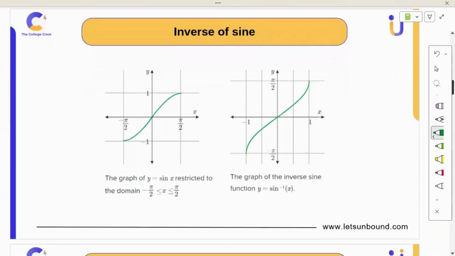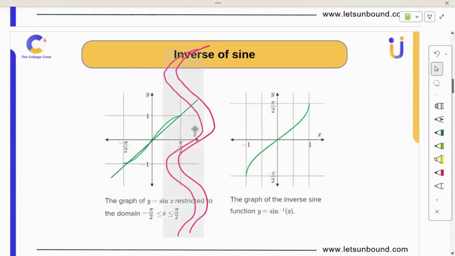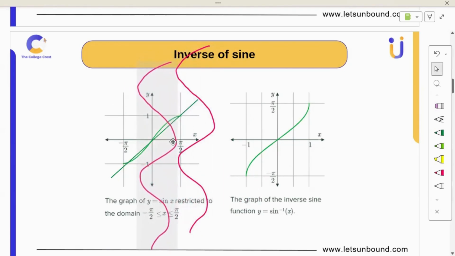Now, the inverse of sine. Actually, what does inverse mean? I will reflect my original function with respect to the y equal to x line. For example, your y equal to x line goes like this. I will reflect this. Your sine function is something like this, right? It will go from here to here to here, and it goes on and on. When I reflect this, it will be something like this.